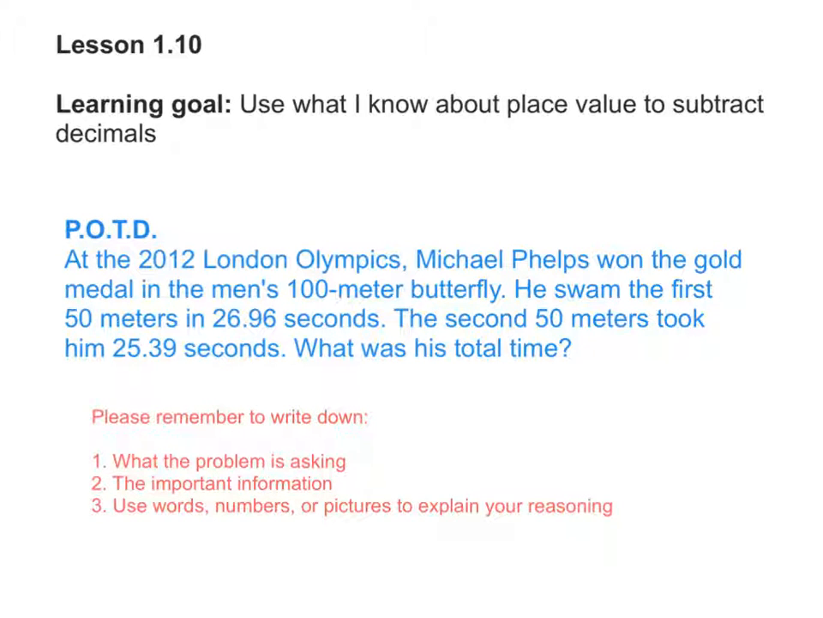Today we're talking about lesson 1.10, and your learning goal, which you should have written down in your notebook before you started working on the problem of the day, is to use what you know about place values to subtract decimals. Visish, can you tell me why is it important to write down the learning goal? So we know what we're going to be learning today.